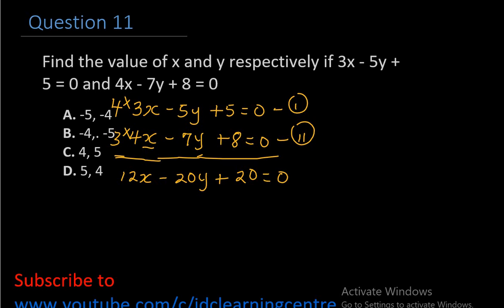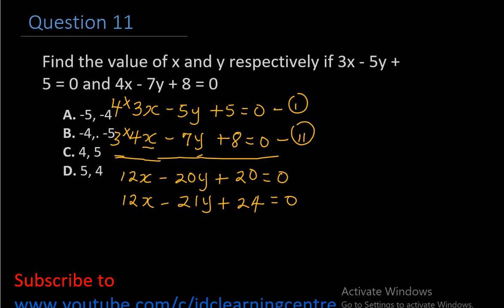Multiply the second equation by 3. 3 times 4 is 12X, minus 3 times 7, 21Y, plus 3 times 8, 24, equal to 0. Now, if you look at these equations, even if we add 12X plus 12X, it won't give me 0.